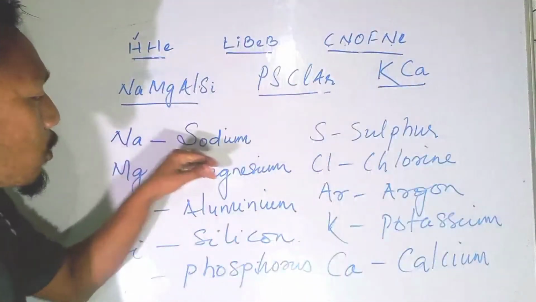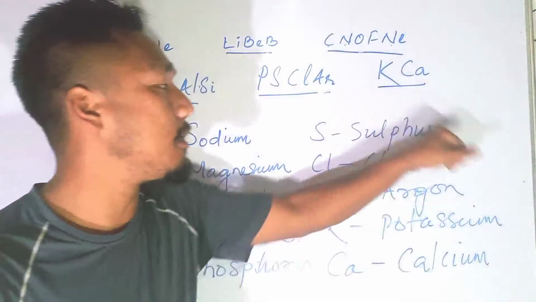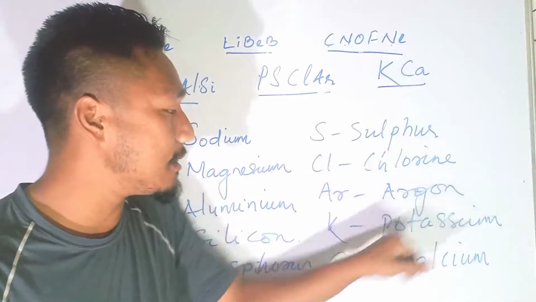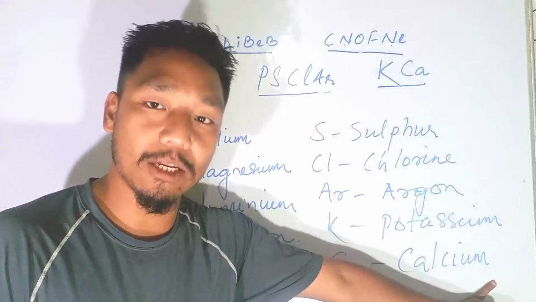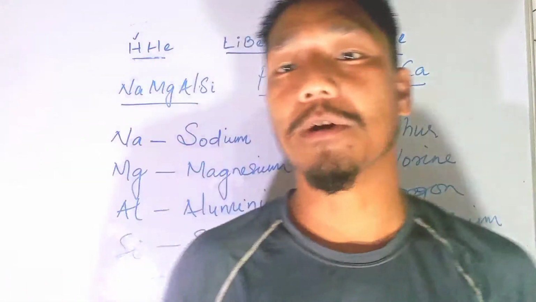So what is it? Sodium, magnesium, aluminium, silicon, phosphorus, sulfur, chlorine, argon, potassium, and calcium. So these are the 20 elements that you have to remember also.